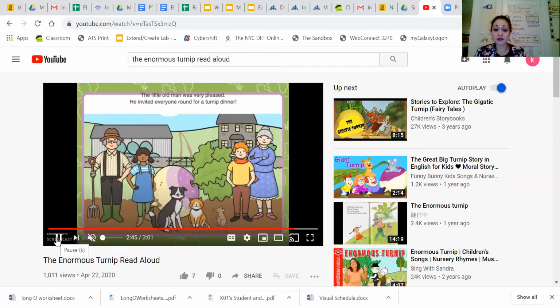There were a lot of people that had to pull that turnip out of the ground. I'm not so sure that it took that many people, but it definitely did. Okay, so my friends, I think this is the last page.